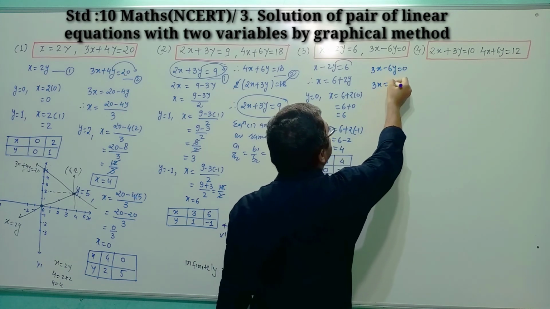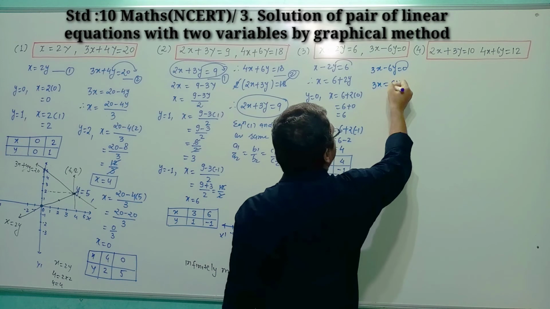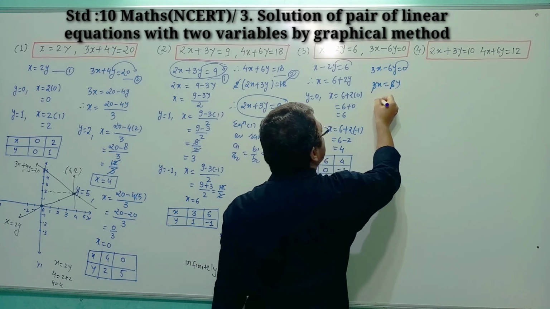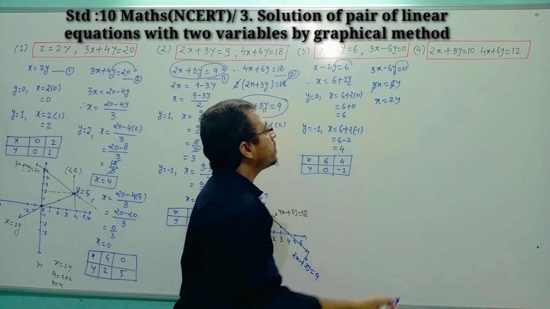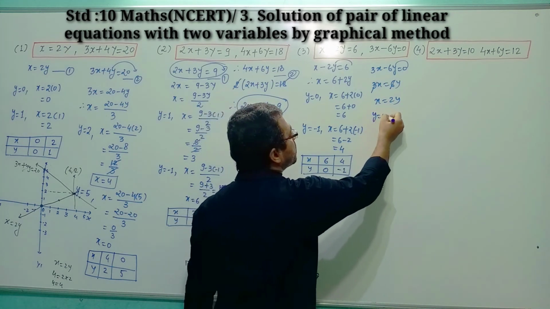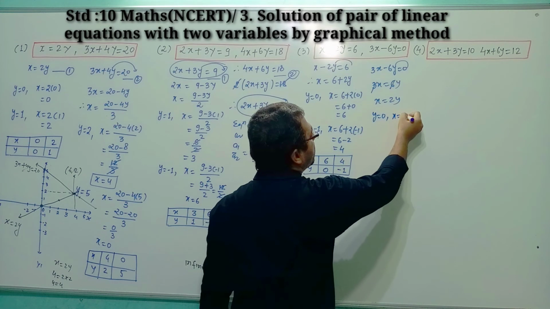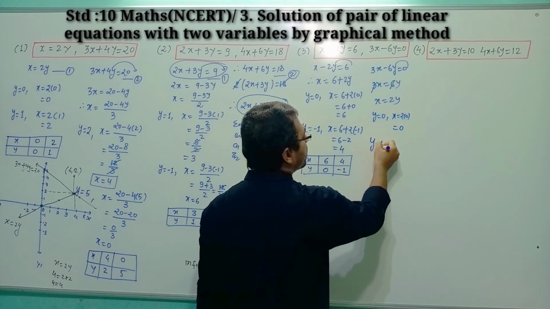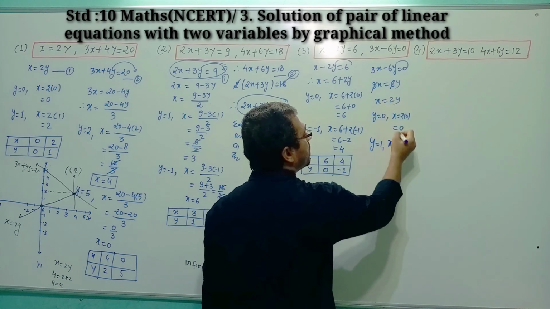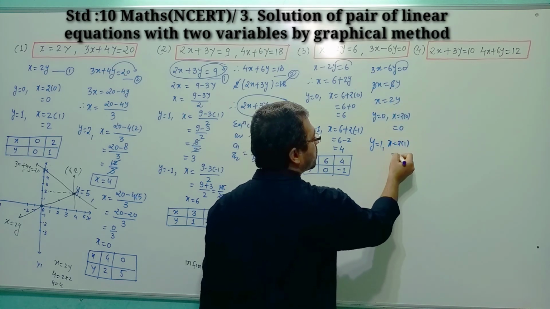So 3x will be what? Is equal to 6y. These can be cancelled out. So x is equal to 2y. Right students? Now you can substitute the values of y. Suppose y you are considering 0, so x will be 2 into 0, so x is what? 0. Now considering y is 1, so x will be 2 into 1, so 2.